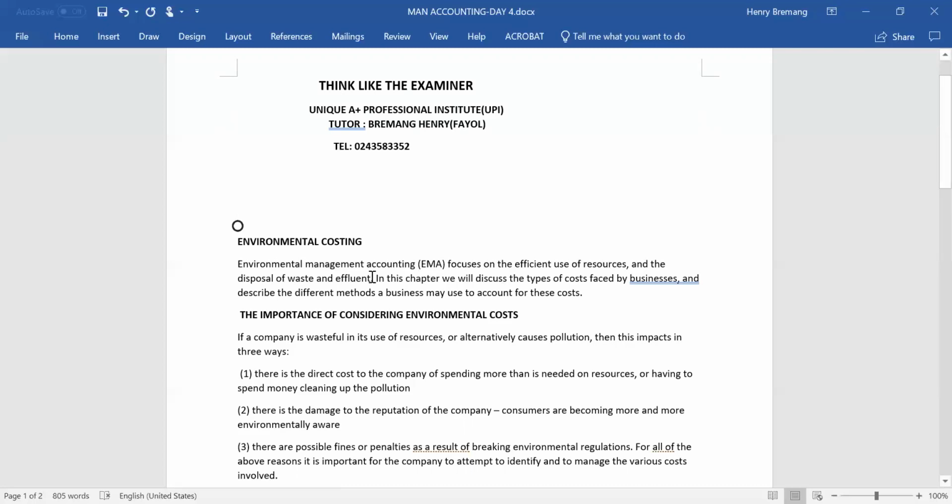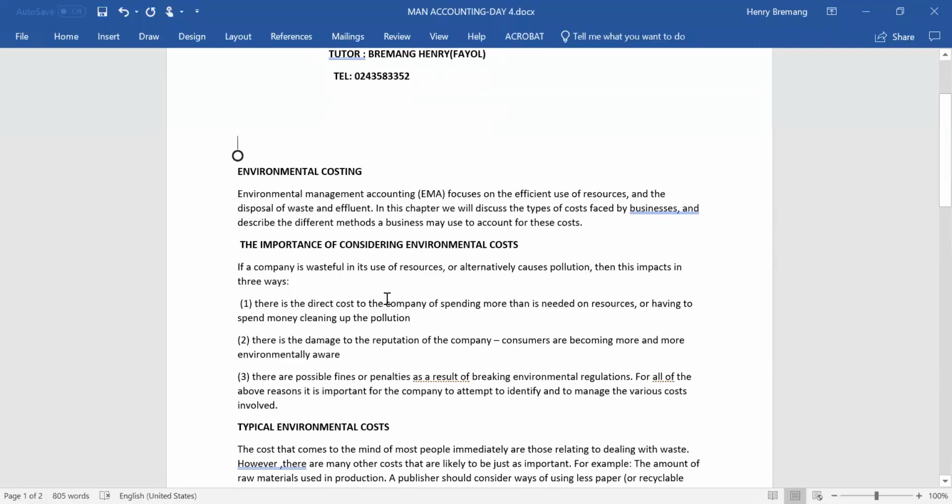So environmental management accounting, EMA, focuses on the efficient use of resources and the disposal of waste and effluent. In this chapter, we will discuss the types of costs faced by businesses and describe the different methods a business may use to account for these costs. So, the importance of considering environmental costs. Why do we have to look at environmental costs?